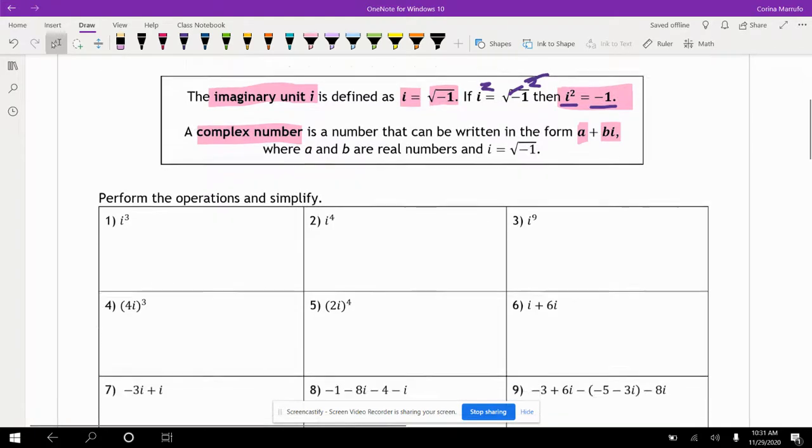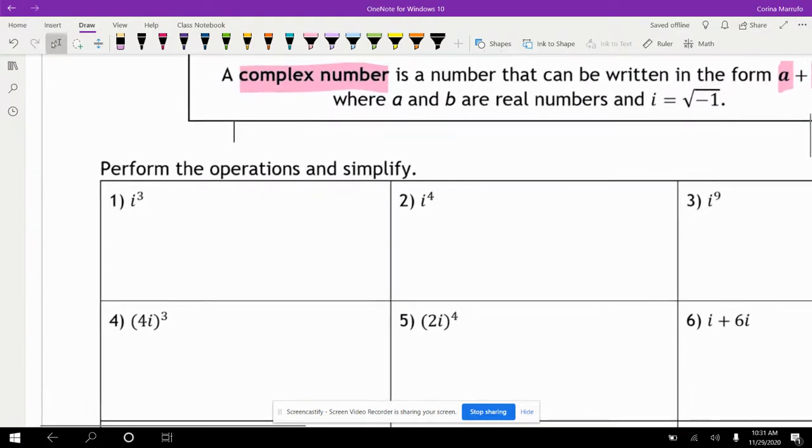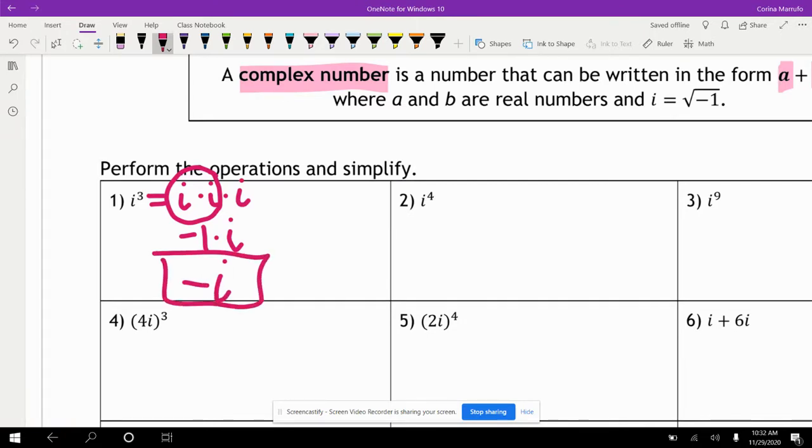So here it says perform the operations and simplify. So i to the third power, we're going to rewrite it as i times i times i. And so we know that i squared, these two right here, is going to give us -1. So instead of i squared, I'm going to replace it with -1, and then I'm just going to drop down that i there. Then we multiply -1 times i, which is just going to be -i. And that's it. So let's go ahead and look at the next one.